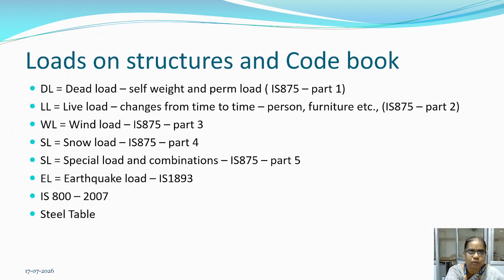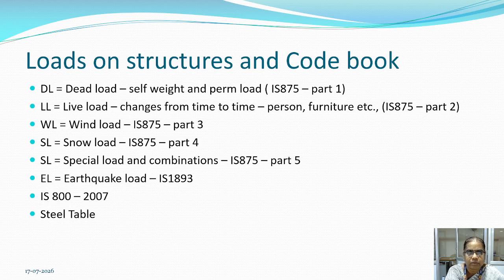What are the types of loads acting on steel structures? Dead load, live load, wind load, snow load, special load and combinations, and earthquake load. For all these loads we are going to refer to IS 875 Part 1 for self-weight or dead load.